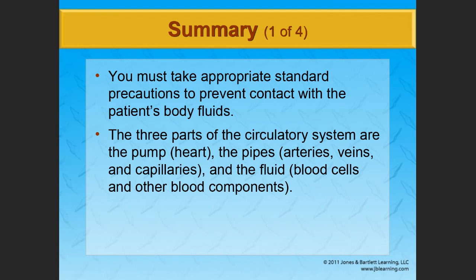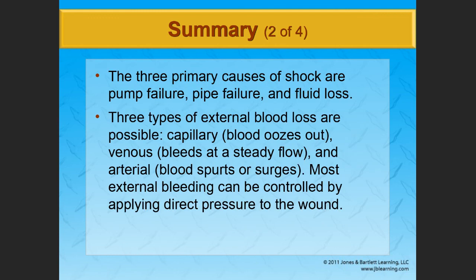In summary, you must take appropriate standard precautions to prevent contact with the patient's body fluids. The three parts of the circulatory system are the pump, heart; the pipes, arteries and veins, and capillaries; and the fluid, blood cells, and other blood components. The three primary causes of shock are pump failure, pipe failure, and fluid loss. Three types of external blood loss are possible: capillary, blood oozes out; venous, bleeds at a steady flow; and arterial, blood spurts or surges.